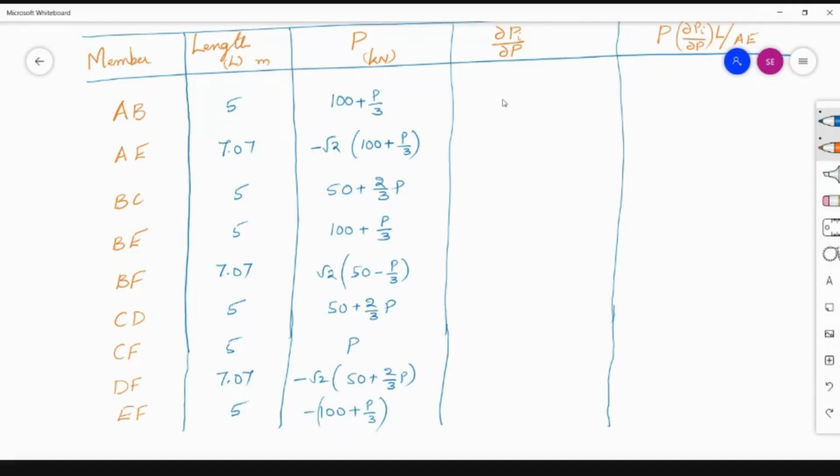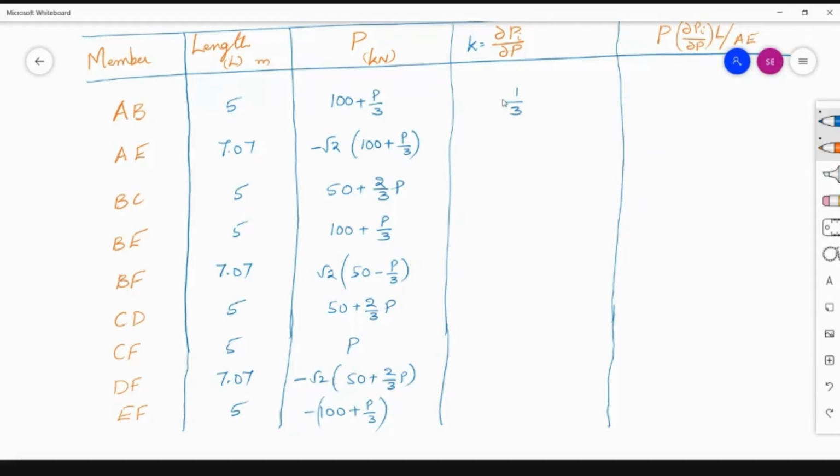Now what we are doing is small k is nothing but dou P by dou P. That is, you are differentiating the forces in the members with respect to P. Now, what is 100 plus P by 3? What is the derivative of this one? 100 is constant, that's why it is 0. The derivative of P by 3 is 1 by 3.